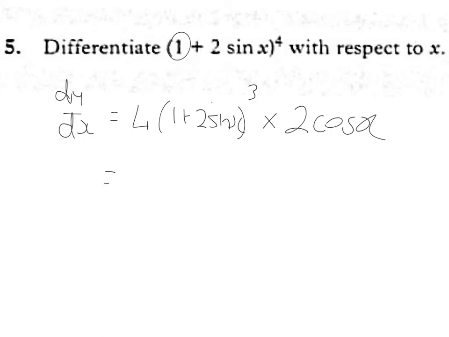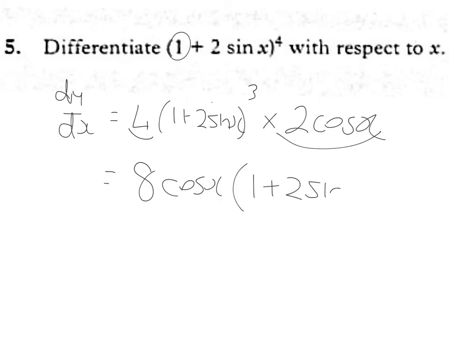I'm just going to tidy it up. So 4 times 2 cos x will go at the front, so that'll be 8 cos x, bracket 1 plus 2 sine x all cubed.